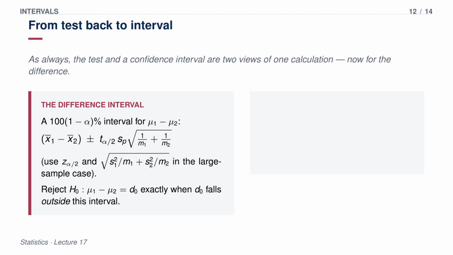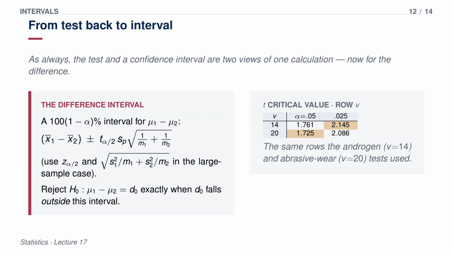And as always in this course, the test and the confidence interval are 2 views of one calculation. Now for the difference. The interval, x bar 1 minus x bar 2 plus or minus t alpha over 2 times sp times root of 1 over m1 plus 1 over m2. Large samples, same thing with z alpha over 2 and the added variance is standard error. And the link is exact. You reject H-naught precisely when d-naught falls outside the interval.